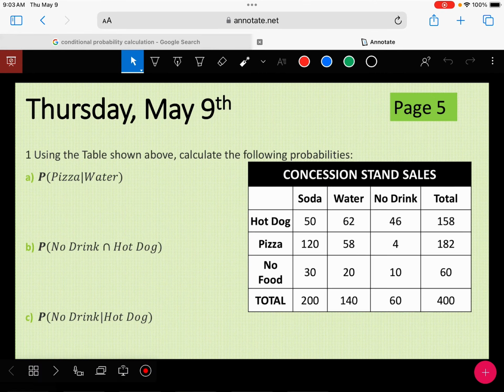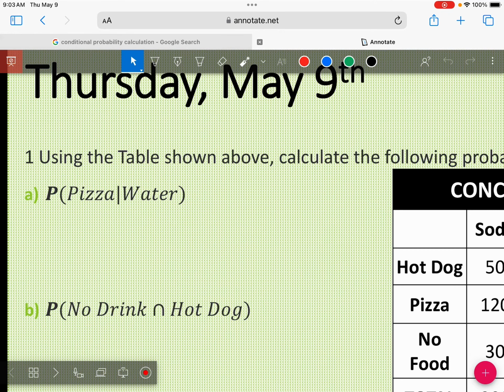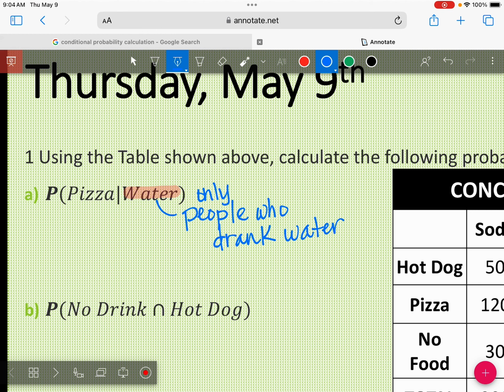There is a condition. Whenever you see this line, that indicates we have a condition. This number tells me I'm only interested in people who got water. Only people who drank water. So I am not interested in everybody. Only people who drank water.